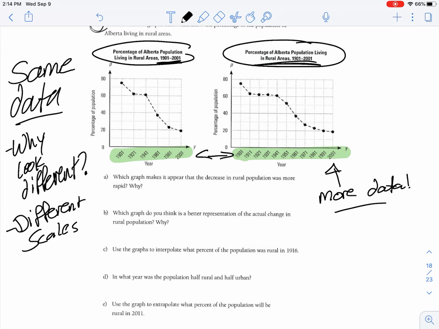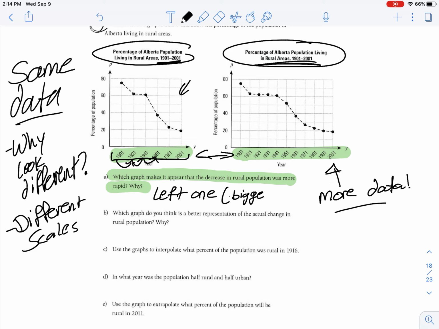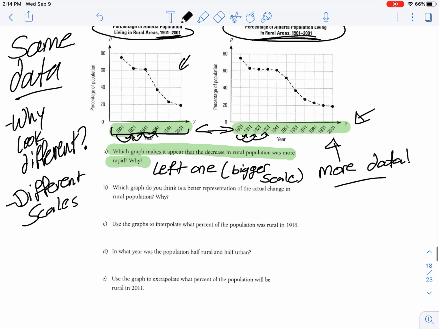Okay, so let's look at A. Which graph makes it appear that the decrease in rural areas was more rapid? Okay, well, the more rapid would be the left one. And why do they do that? Because if you look, they don't give as many data points, okay? For instance, they have a bigger scale. They go up by more years. You might say, well, this one's physically bigger, but if you see, this one's going up by less amount of years.